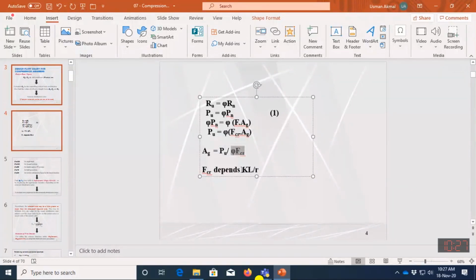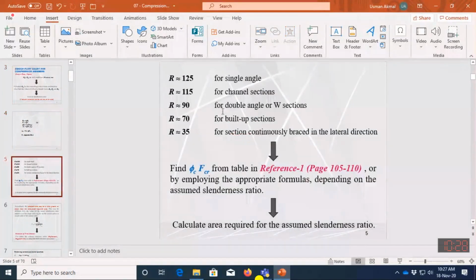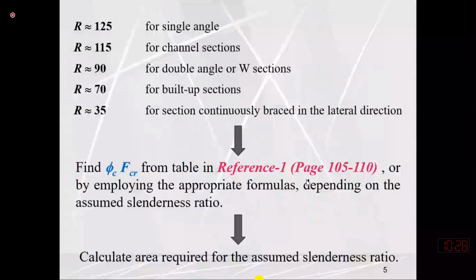But we do not know what the slenderness ratio of our designed column would be, since we do not know the radius of gyration, because radius of gyration is a function of geometric properties. If we do not know the section type or the cross-sectional area, we cannot determine it. So in order to start the design, AISC recommends that we initiate the design by assuming some particular slenderness ratio.